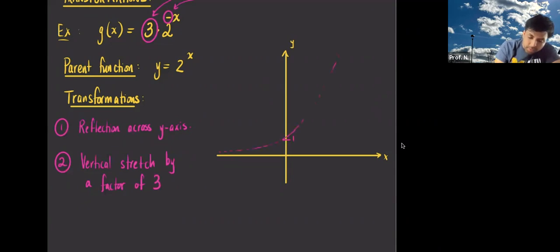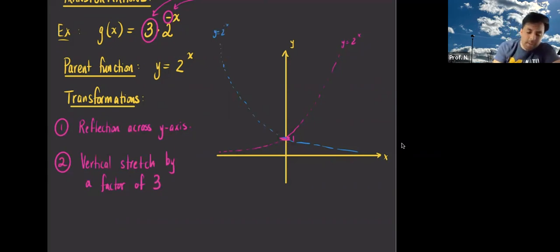This is my parent function, y equals 2 to the x. Now, what do I do to this parent function? I reflect it across the y-axis. So when I reflect it, I get this. You see? So my parent function represented exponential growth, and then when I reflect it, I got decay. And so this would be y equals 2 to the negative x, right?